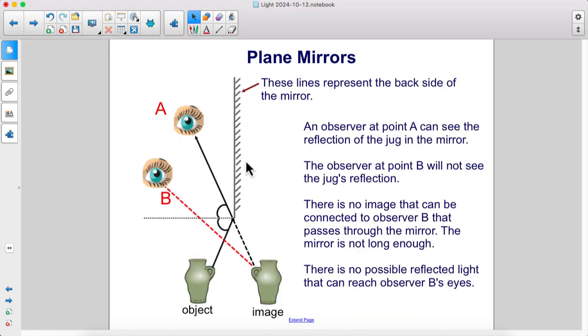These lines, in gray, represent the backside of the mirror, or the dark side. An observer at point A can see the reflection of the jug in the mirror. However, the observer at point B will not see the jug's reflection. There is no image that can be connected to observer B that passes through the mirror. The mirror is not long enough. There's no possible reflected light that can reach observer B's eyes.